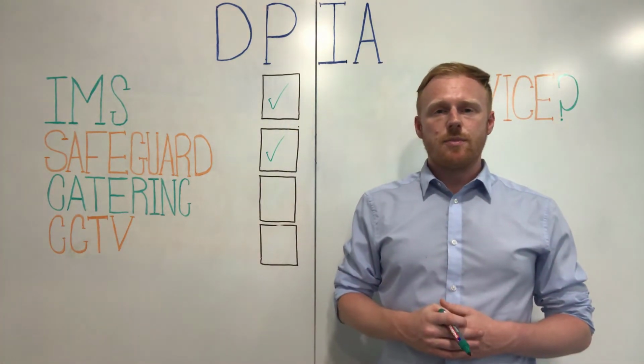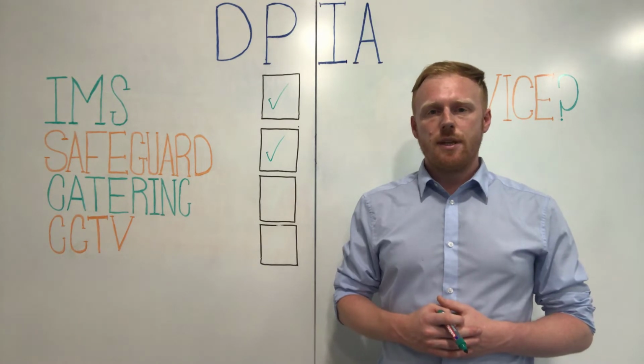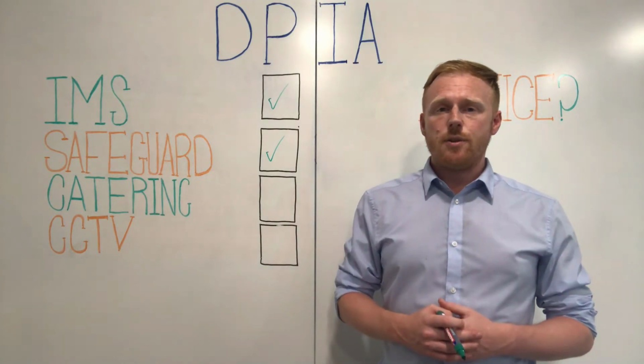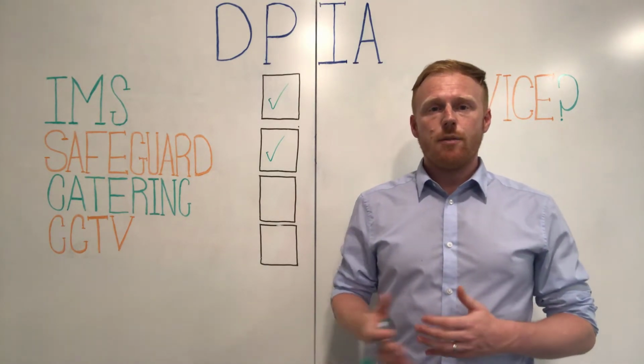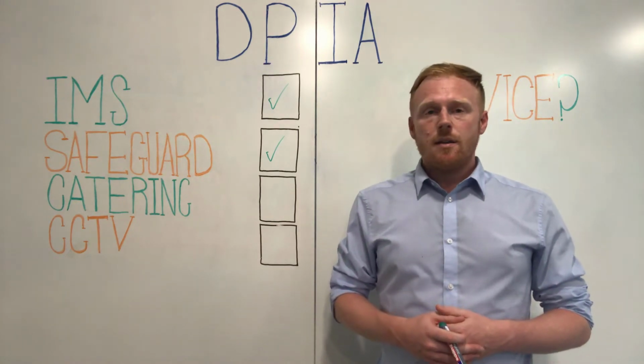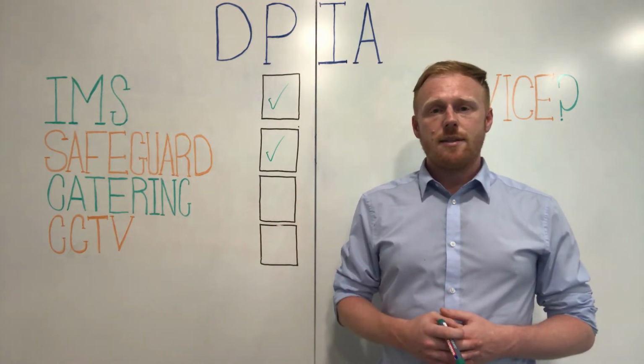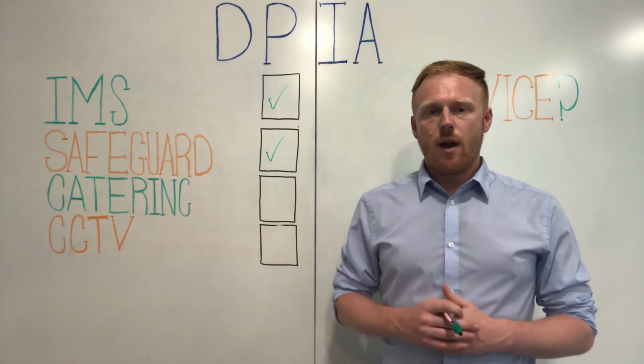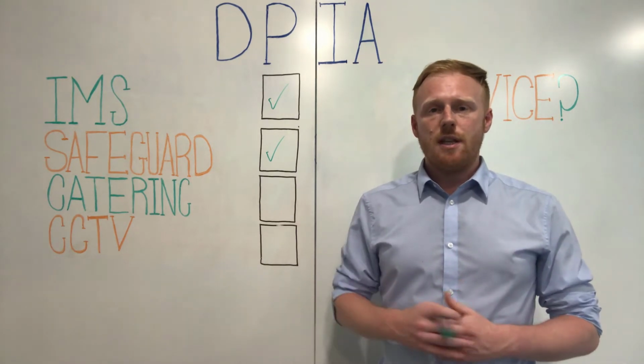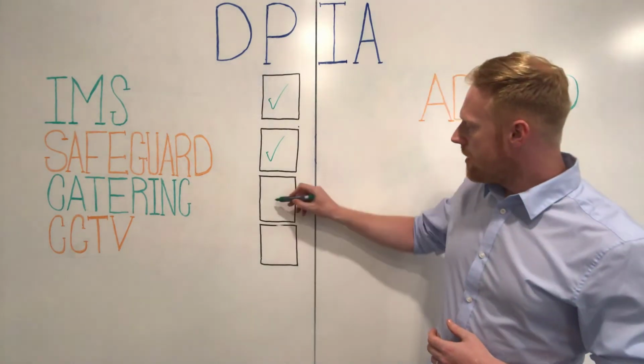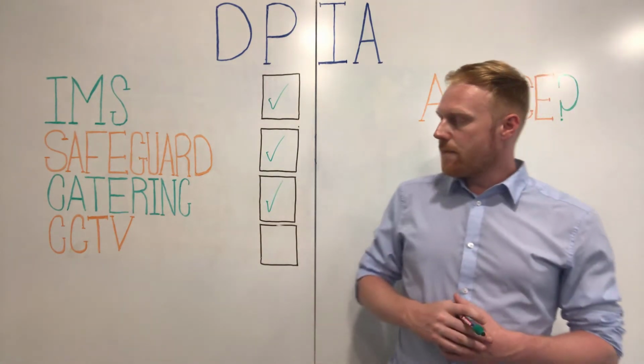Cashless catering systems, very much used by schools these days, but will often require the use of biometric data or fingerprints, which are often used. Now that's an example of special category data where explicit consent is required, and a properly conducted DPIA would have identified the need for that type of consent.